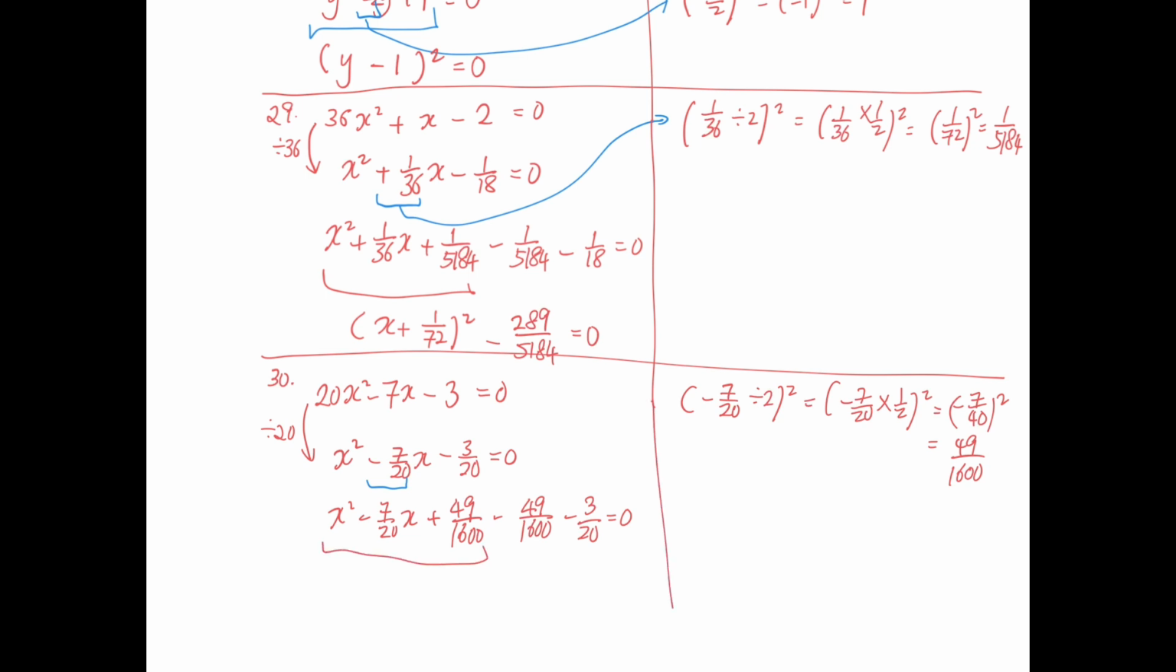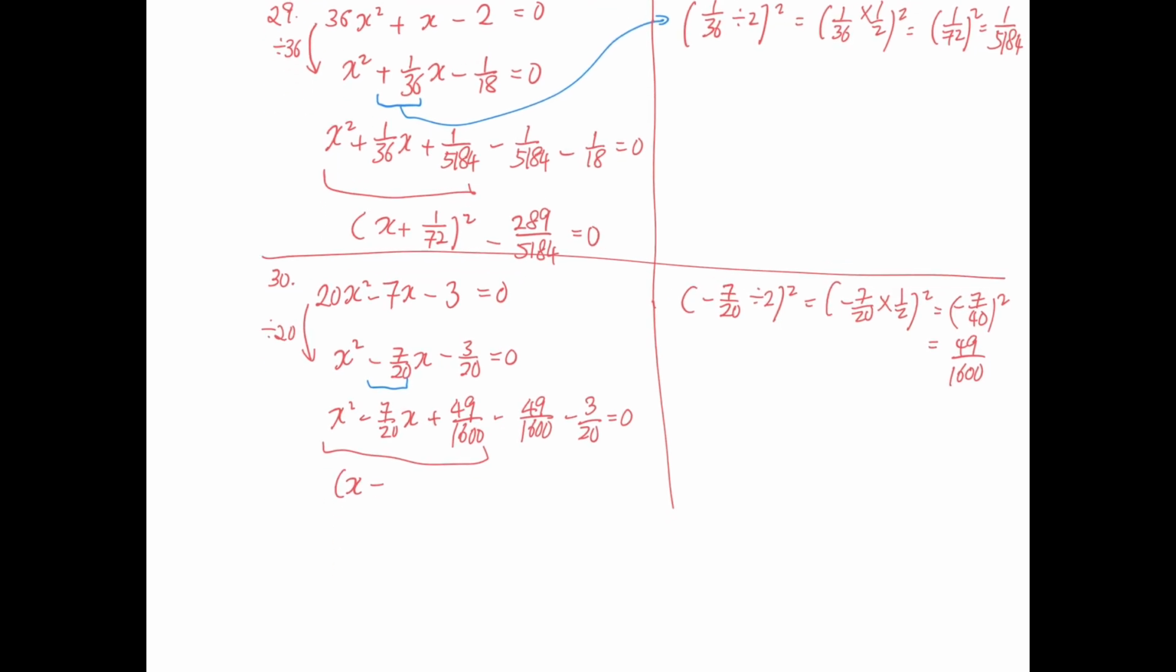So the first 3 terms we can factorize. X minus, again the easiest way to factorize is you take this and divide by 2. As you can see in the previous working on the right, divide by 2, you get minus 7 over 40. Minus 7 over 40 squared. Okay, then the last 2 terms we check with calculator. Then we get minus 289 over 1600 equal to 0. And yeah, settled. 30 questions.